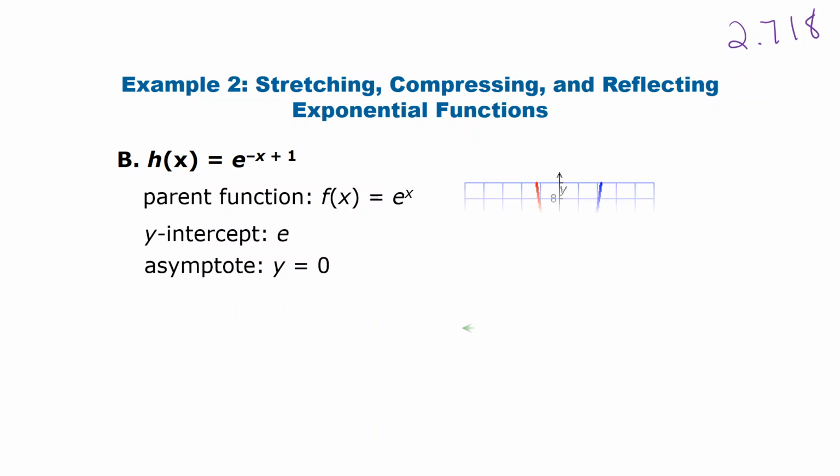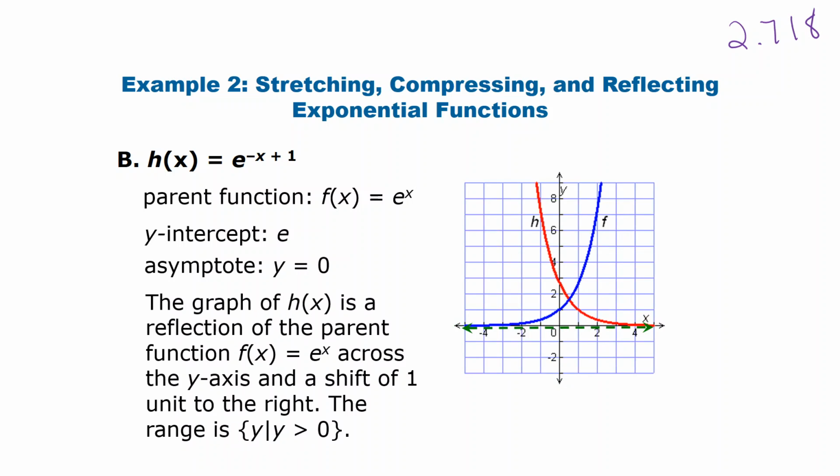Then let's look at the rest of this, the information on what we can find out about it. Our new graph is going to have a y-intercept of e. How would that be? Remember, to find the y-intercept, you ask, what is y when x is 0? If x is 0, y is going to be e to the first power, which is 2.718. So when x is 0, y is 2.718, right about there.